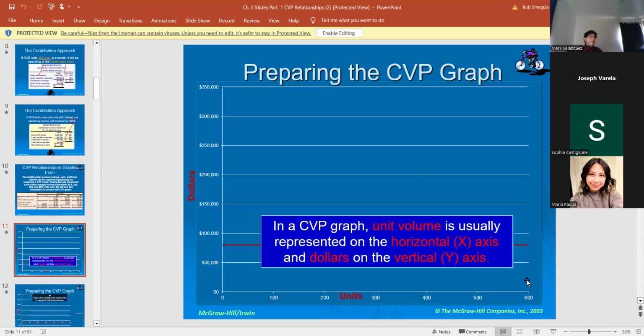Preparing the graph, units on the x-axis and dollars on the y. I get confused which is the x and the y. I've only been doing this for 50 years.